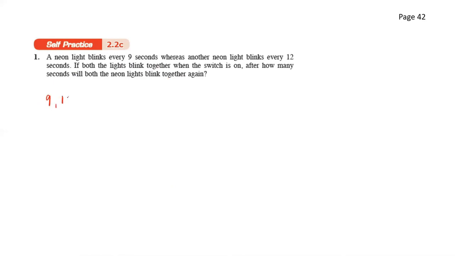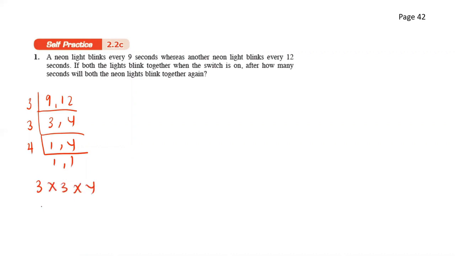We have 9 and 12. So dividing this by 3 gives us 3 and 4. Dividing this by 3 gives us 1 and 4. Then dividing by 4 gives us 1 and 1. So here we have 3 times 3 times 4, and that should give us 36 seconds.